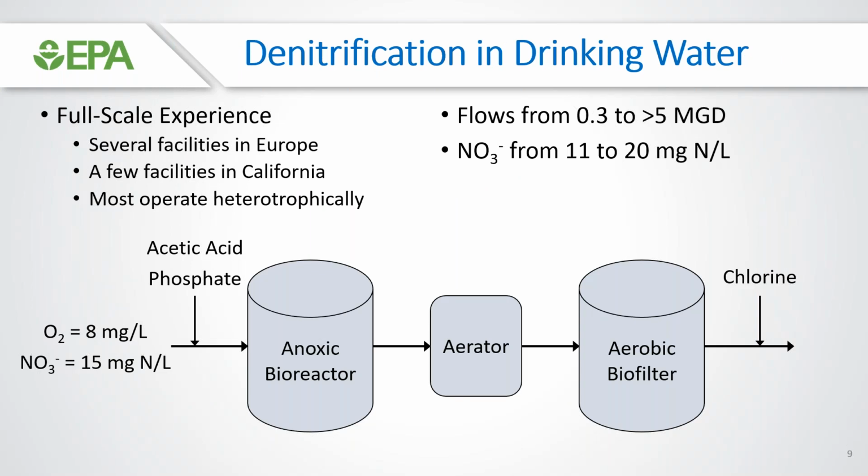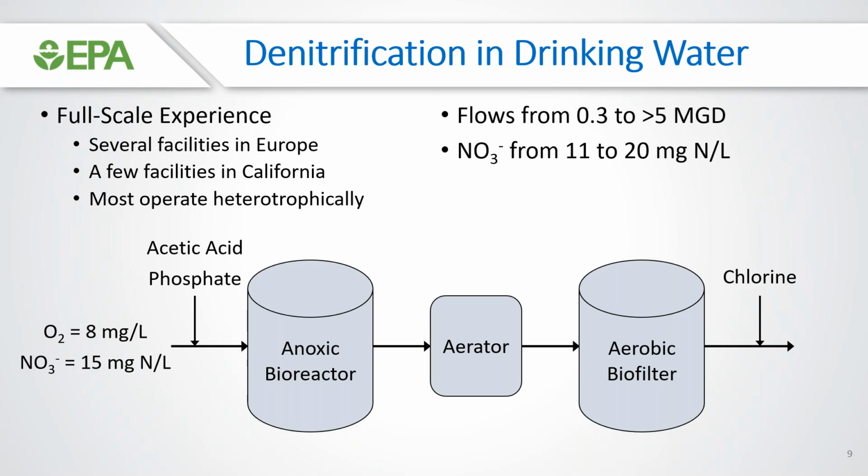So looking at what a treatment train might look like, for full-scale experience, there are several facilities operating in Europe and a few in California. And as I mentioned, most of these operate heterotrophically. They're designed to treat a range of flows from like 0.3 up to more than 5 mgd. So the small and intermediate-sized systems that we're focused on here fit within this, with nitrate in the raw water treating anywhere from 11 up to 20 milligrams per liter.